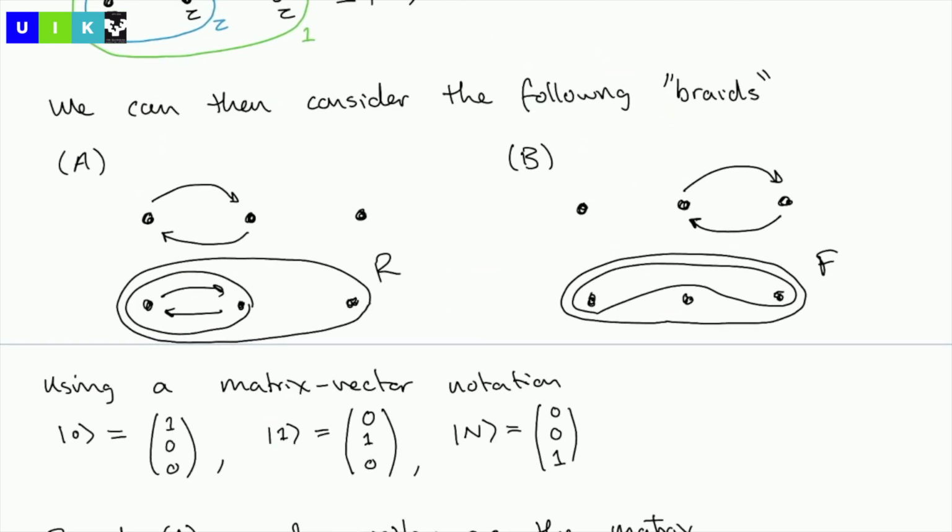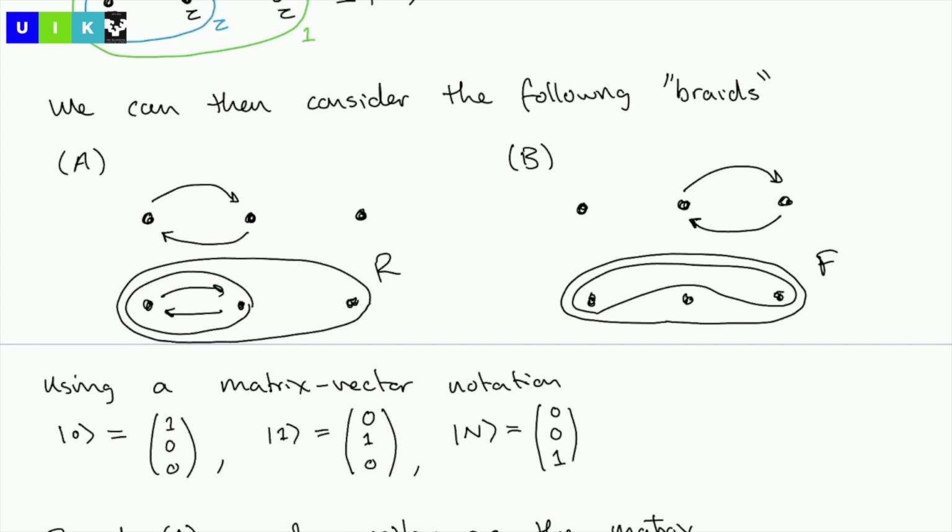Right, so now these are the possible states. Let's consider braiding these anions. So we have these 3 anions here. The first thing I'm going to do is consider braid A, which is just swapping anion 1 and 2, the first 2. The other option I can think of is braid B, where I swap the last pair. Okay? So these are the 2 different swappings that I can do for these 3 anions.